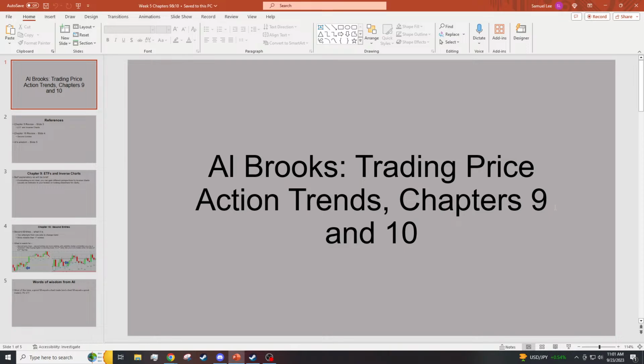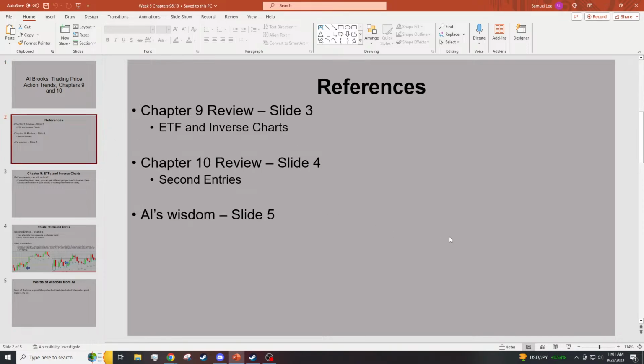It's a pretty easy week if you are reading the book and following along, because chapters 9 and 10 are actually really small, and there's just not a lot to talk about with them because they're pretty cut and dry. So moving on to the references, it's literally just 5 slides this week, so let's go ahead and get started.